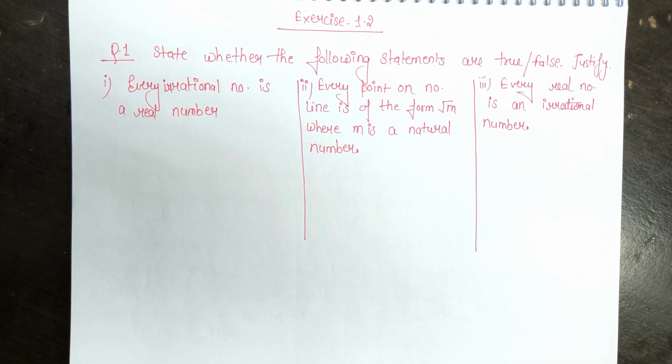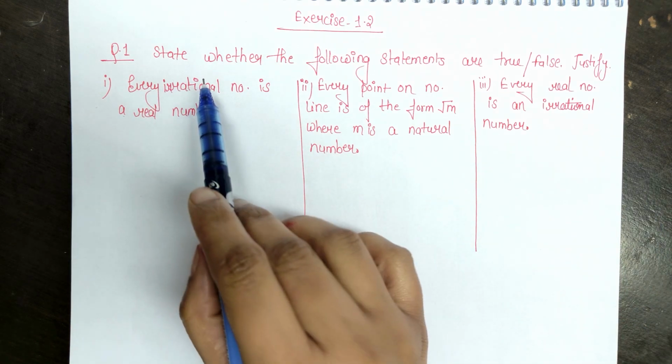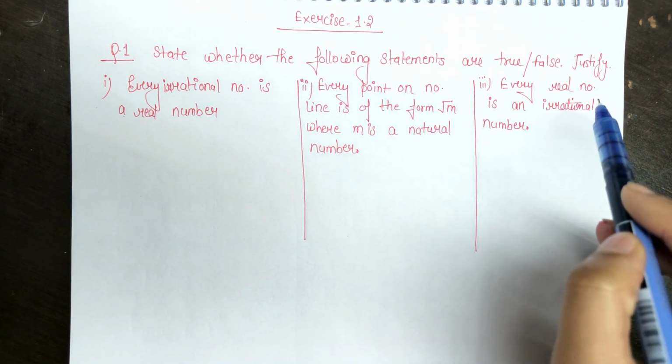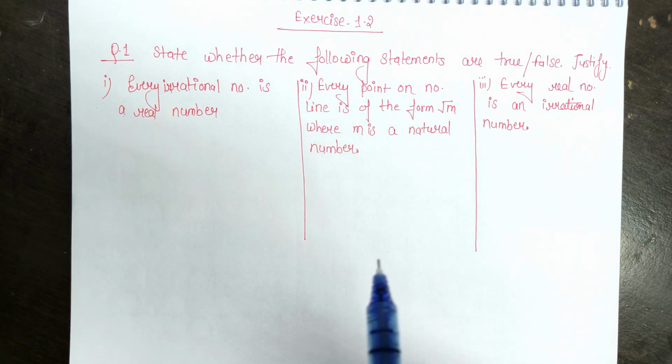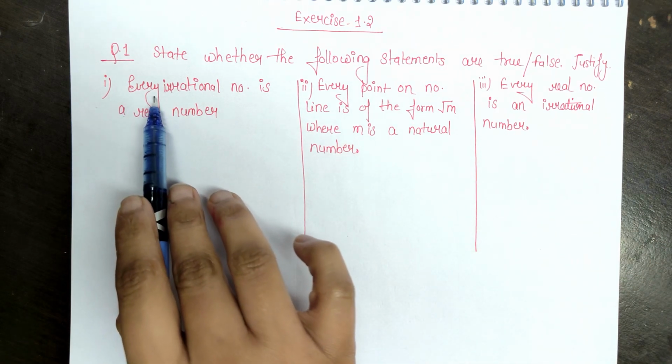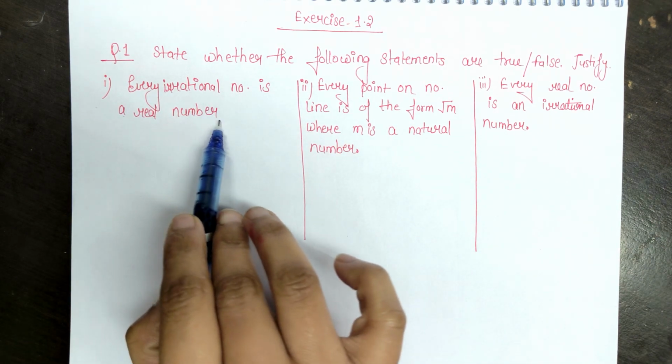Today we'll be solving exercise 1.2. So let's solve problem number 1 of exercise 1.2, that is: state whether the following statements are true or false, justify. Okay, so the first statement given is: every irrational number is a real number.